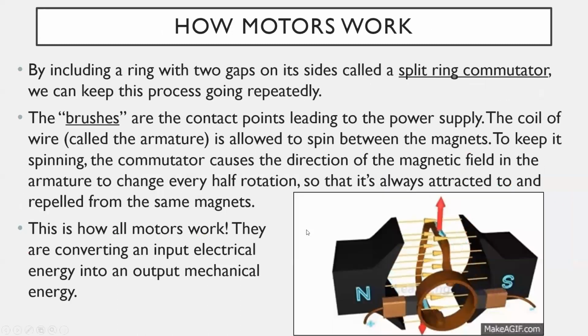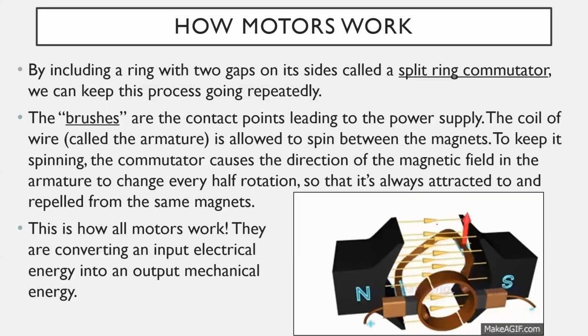I'll show you. So by including a ring with two gaps on its sides, and we call it a split ring commutator, we can keep this process going. Now, this little animated picture here, you might want to really just watch it carefully, because it is easy to miss. But there's brushes that connect from the battery terminal. So the brushes are the contact points leading to the power supply.